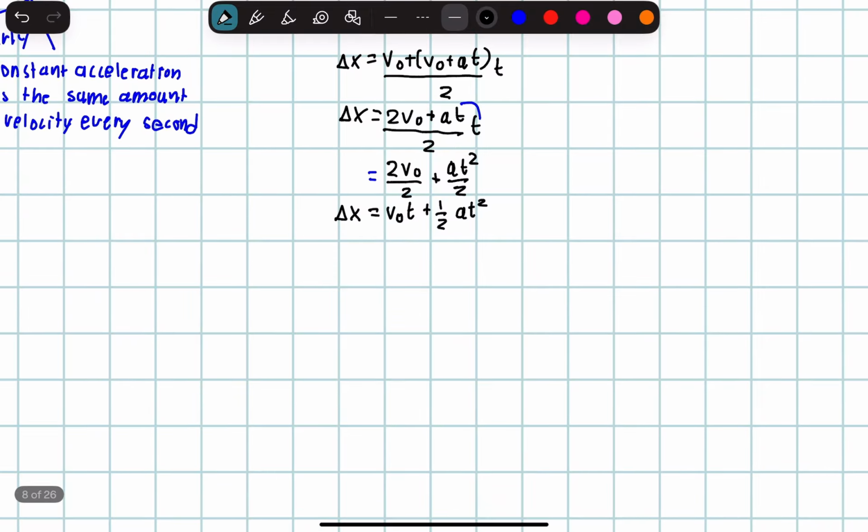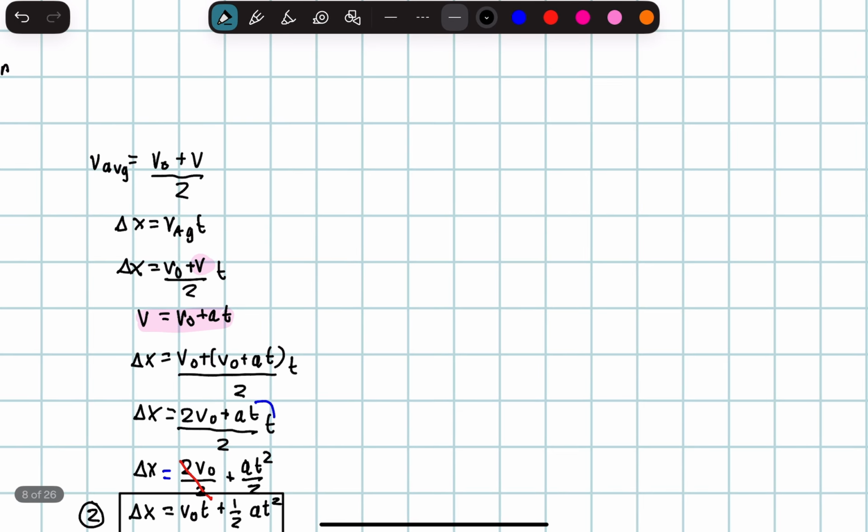That will become that. That becomes 1/2, and that 2 cancels out. So this is where we get our second kinematic equation. Now, for our third kinematic equation, this one is important because it has no time.